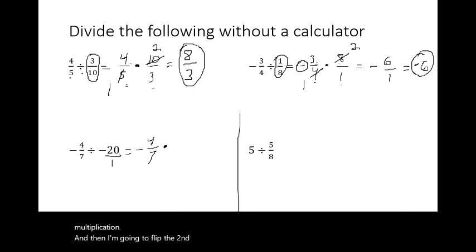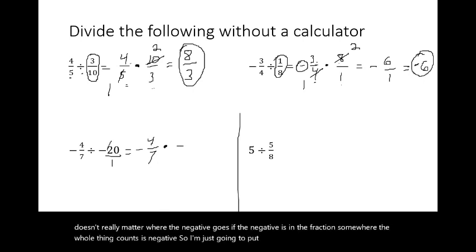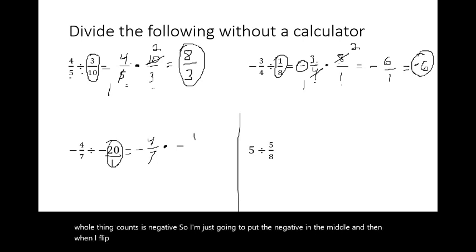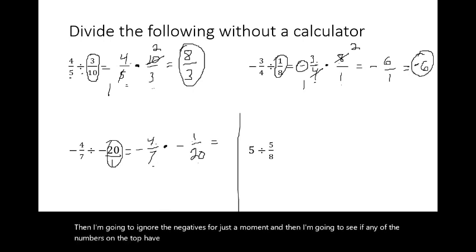Now remember, with negatives on fractions, it doesn't really matter where the negative goes. If the negative is in the fraction somewhere, the whole thing counts as negative. So I'm just going to put the negative in the middle, and then when I flip 20 over 1, I get 1 over 20. Then I'm going to ignore the negatives for just a moment, and then I'm going to see if any of the numbers on the top have any common factors with the numbers on the bottom.